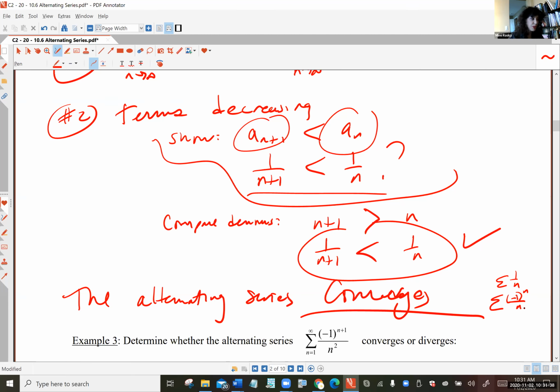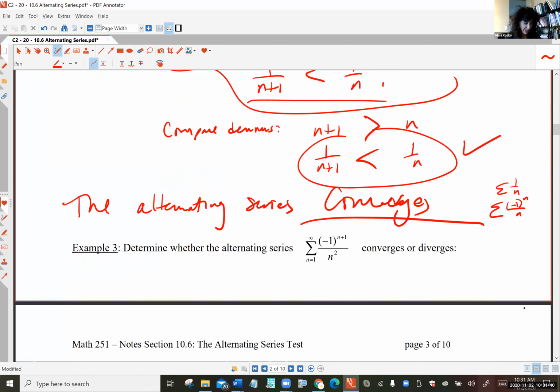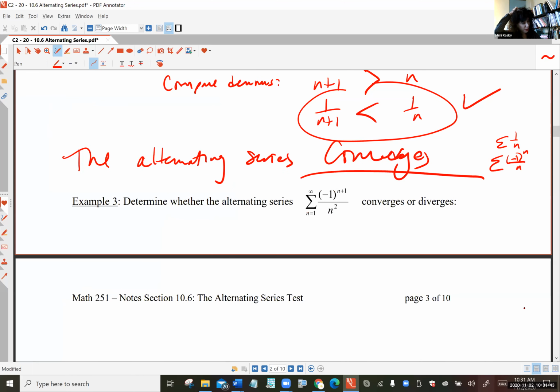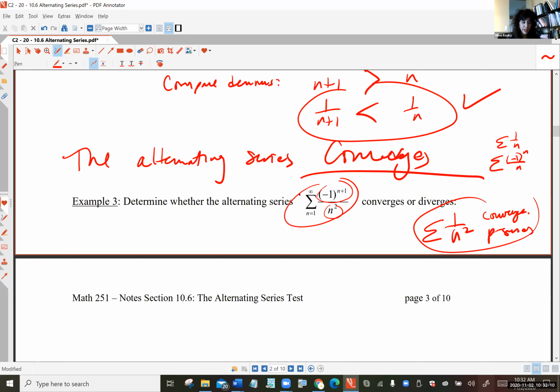Okay, so let's do another example. So example 3, here we have an alternating series. I know it's alternating because we got that -1 to the n plus 1 thing happening. And then we have n squared. Now, what do we know about his brother who doesn't alternate? Just sigma 1 over n squared. What about that series? You guys should know about him. Does he converge or diverge? Converges. Good. Why? What test did you use? P series. Very good. P series. So we know he converges. So what about the alternating version of him? Does that converge or diverge?